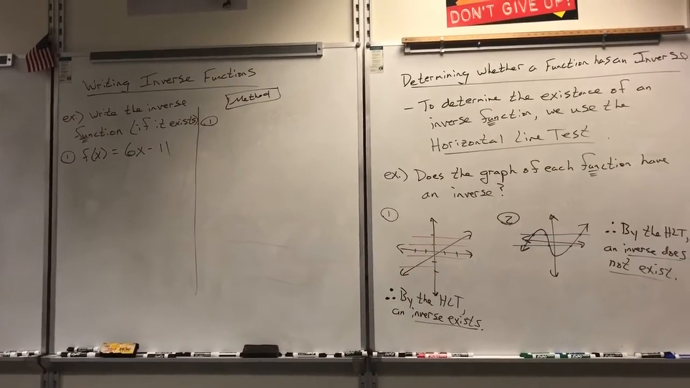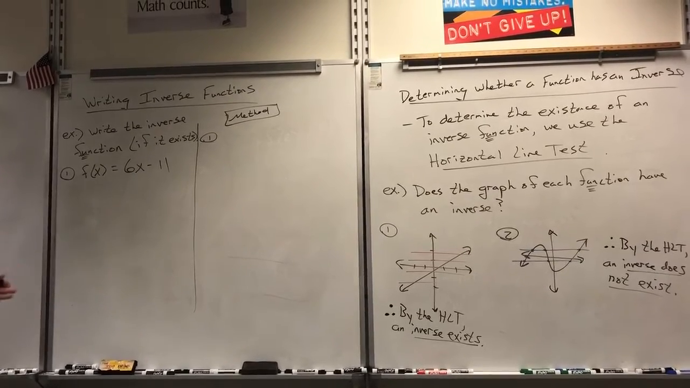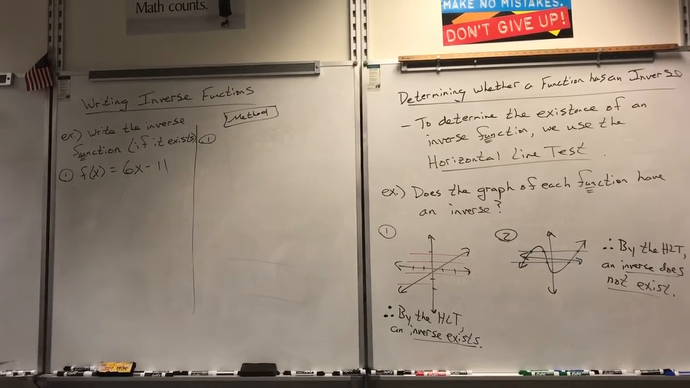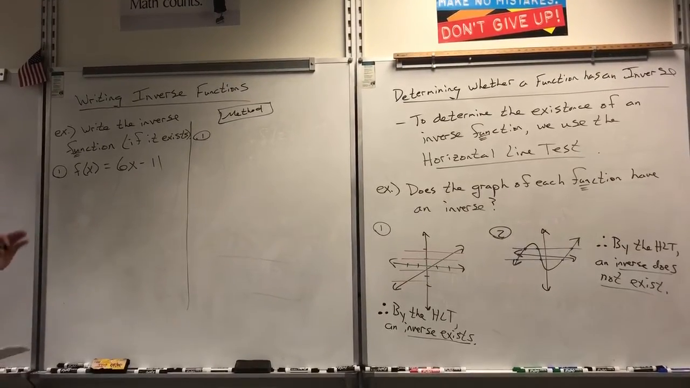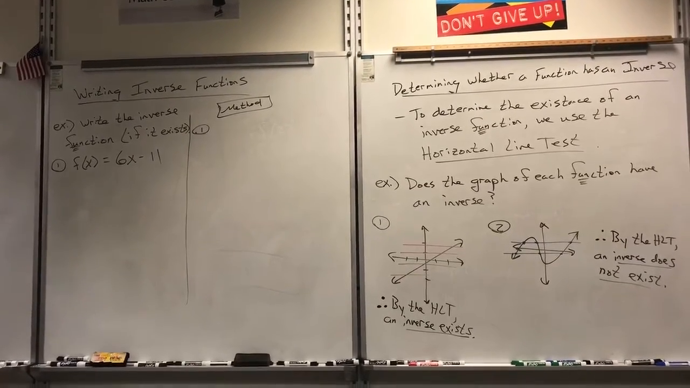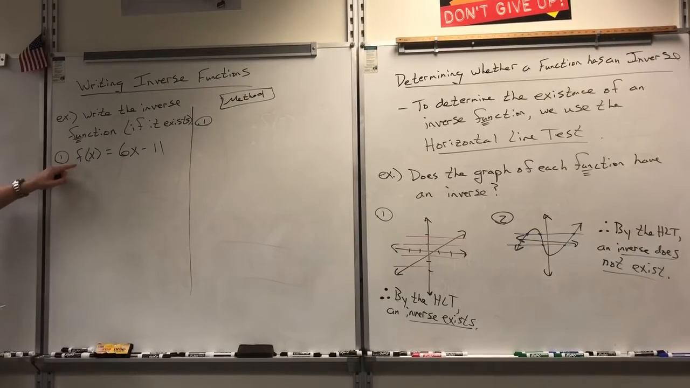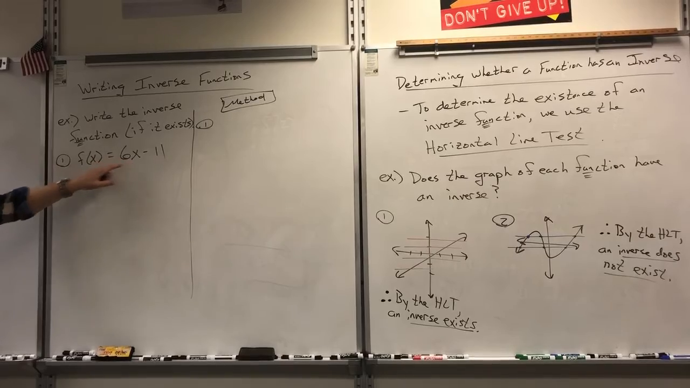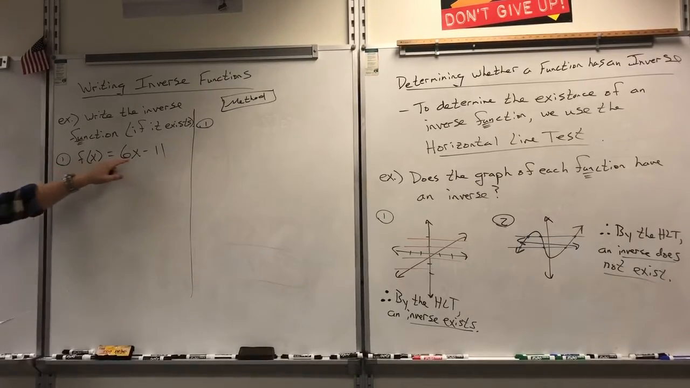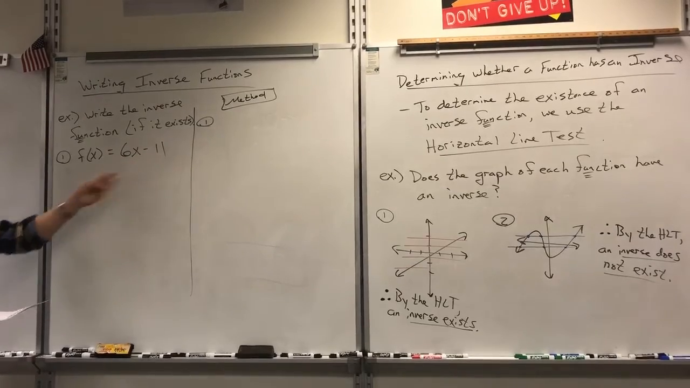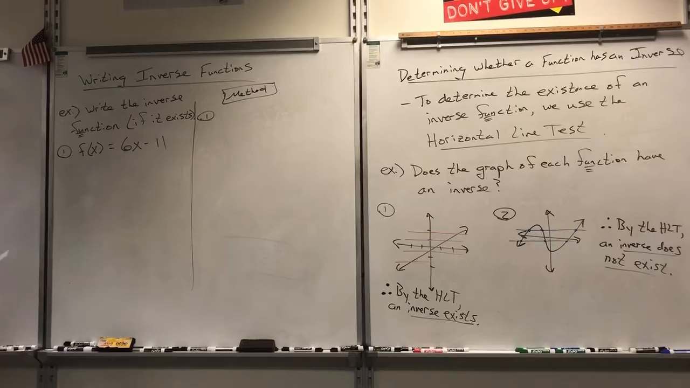Okay, so before I even write the steps down, what I want you to think through, and then I'll get into it in just a minute, is: does this have an inverse? If I were to graph this, would I know that it passes the horizontal line test or fails it? The answer is that this passes the horizontal line test. This would be the equation of a line. Remember, f of x and y are the same thing. I could think of this as y equals 6x minus 11, the equation of a diagonal line. So for this one, an inverse definitely exists.